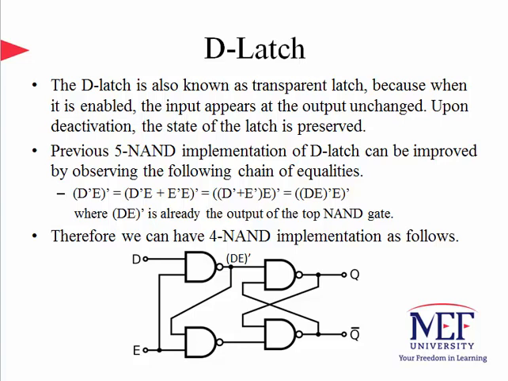The previous 5 NAND implementation of the D-latch can be improved by observing the following chain of equalities, using De Morgan's law and also some of the theorems that we've covered in our previous lectures. Therefore, we can use only 4 NAND gates to implement the same functionality, the D-latch.